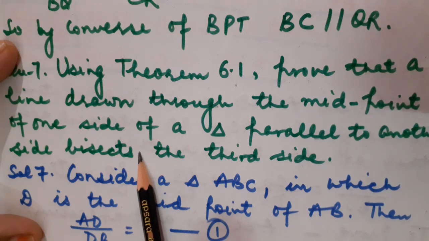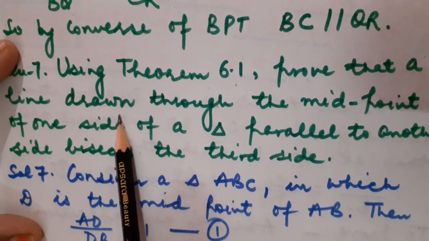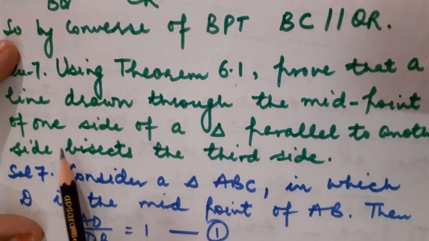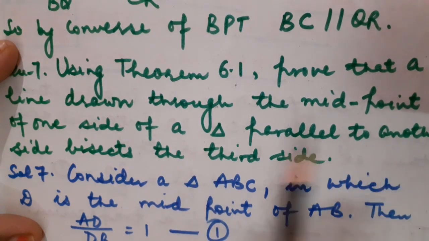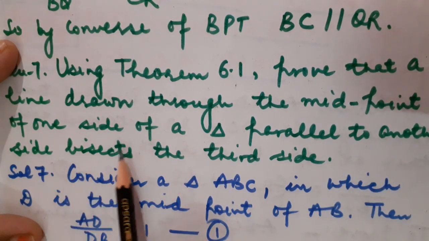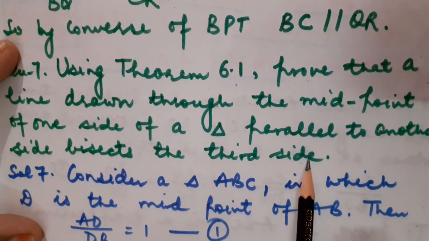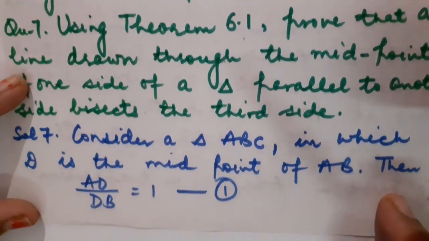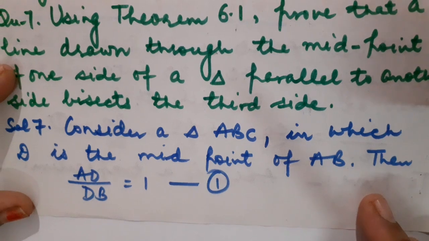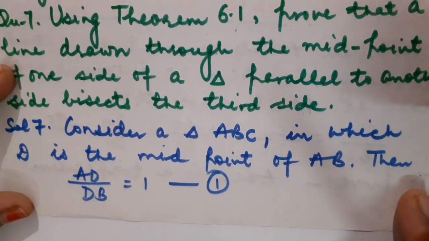We are going to prove that whenever a line is drawn through the midpoint of one side of a triangle and that line is parallel to another side, it is going to bisect the third side also. Means in the third side also you will get a point as the midpoint, wherever it intersects that third side. Got it, children? So now, using the basic proportionality theorem, I am going to make you understand how to prove the midpoint theorem.